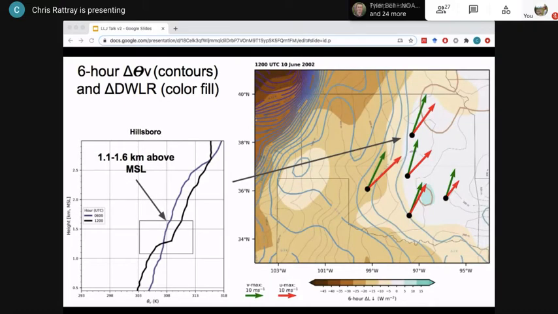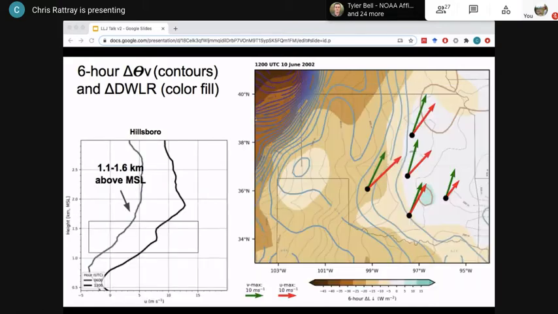And just again at Hillsborough, we see that there's still this increase in the dB/dz at those levels. And this is showing the U wind.